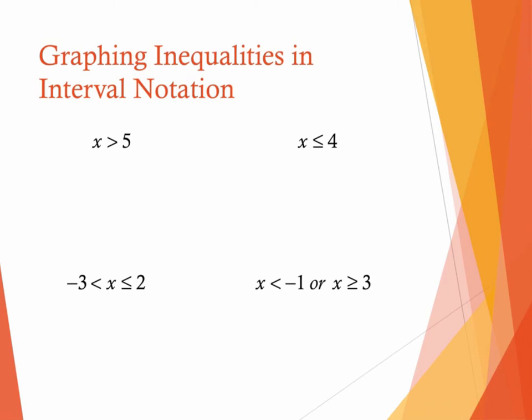We can also graph our inequalities in interval notation. Sometimes it may even be helpful to graph first, then write what the interval is. So if I wanted to graph the inequality x is greater than 5, I have my number line. I always just use maybe 3 tick marks on my number line: 4, 5, and 6. X greater than 5 means I'm going to start at 5 and go towards positive infinity. Since 5 is not included, I use a rounded bracket.